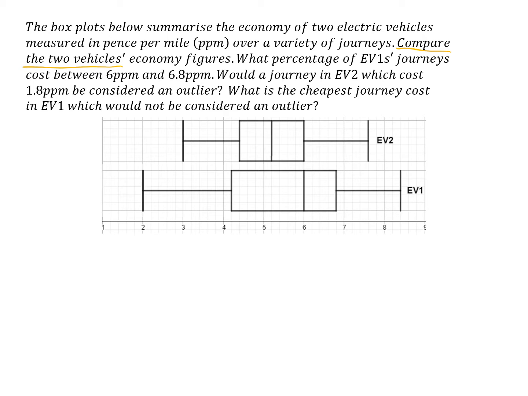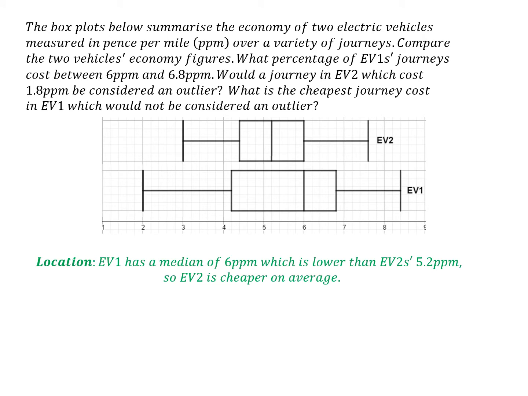There's three broad types of comparison you can make. We've got central tendency, spread, and then the shape of the distribution. So let's have a look at the central tendency first. That's given by the median in this case. So EV1 has got a median of 6 here, and EV2 5.2. So EV2 is cheaper on average.